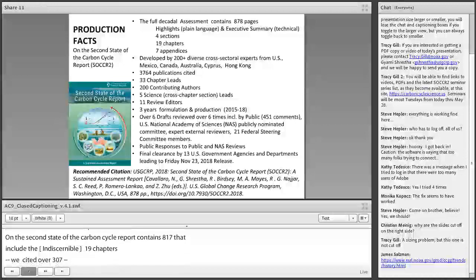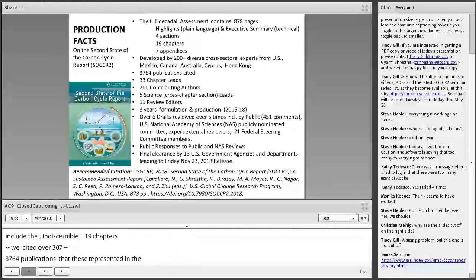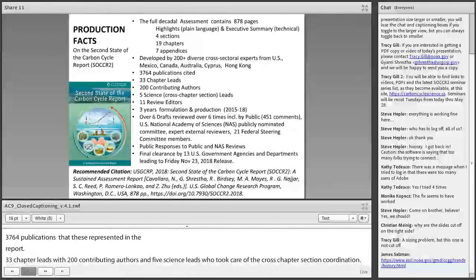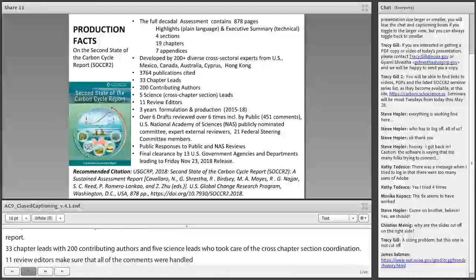33 chapter leads took charge of 19 chapters with 200 contributing authors, and 5 science leads who took care of the cross-chapter section coordination. 11 review editors made sure that all the review comments were handled properly during the revision phases toward the end of the report production process. The entire report formulation and production took 3 years, from 2015 to 2018.